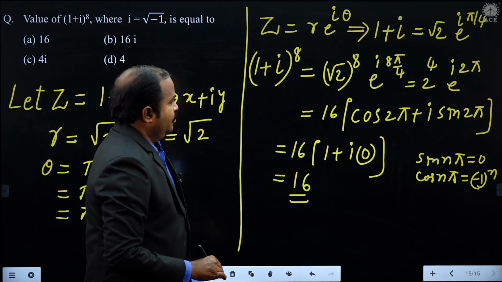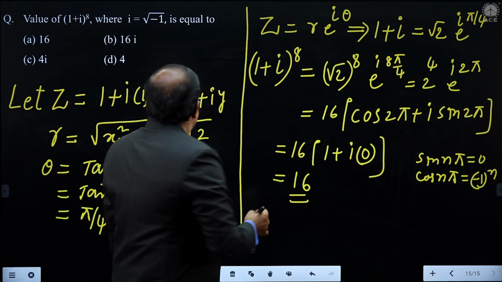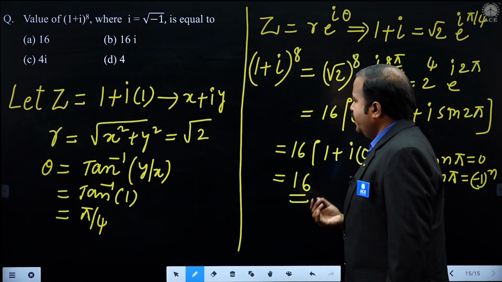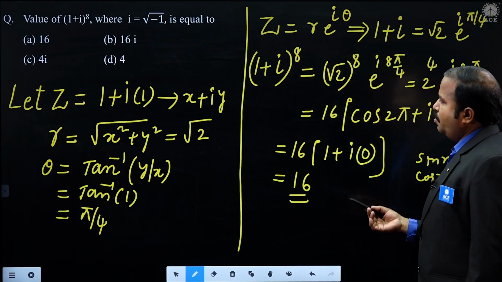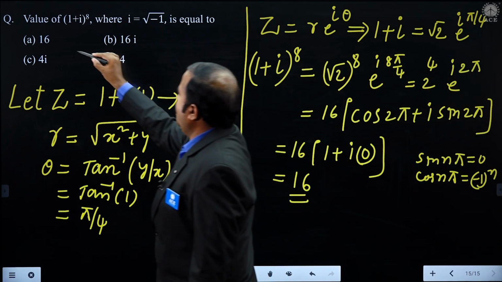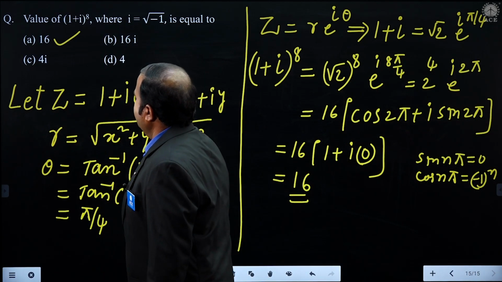So, finally, the value is 16 only, right? So for the given question, 1 plus i whole raised to 8, the correct answer is what? 16 is the correct answer. So option A is the correct one.